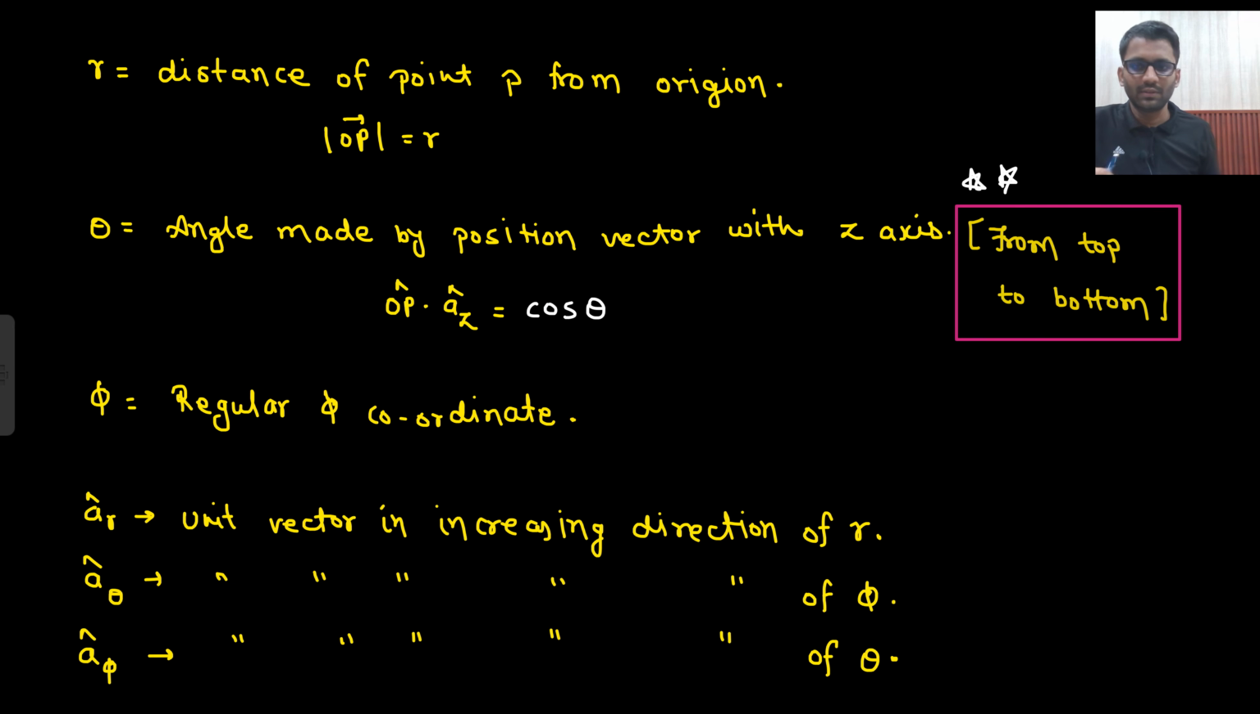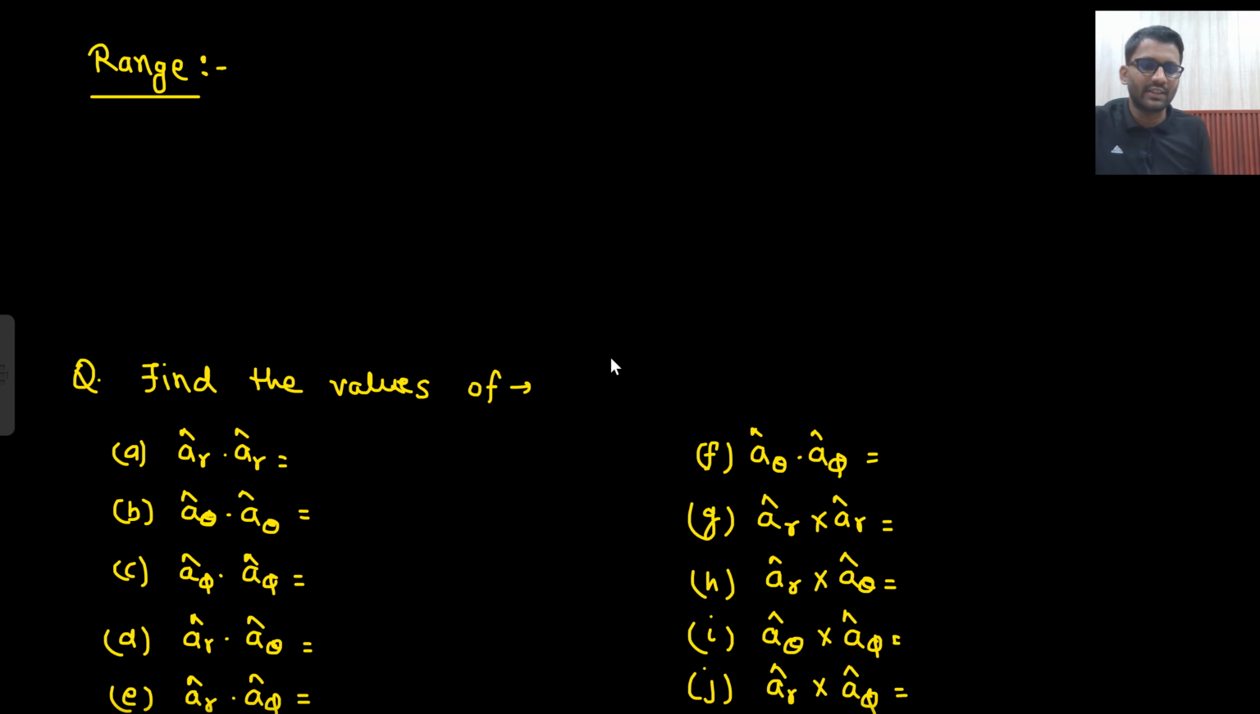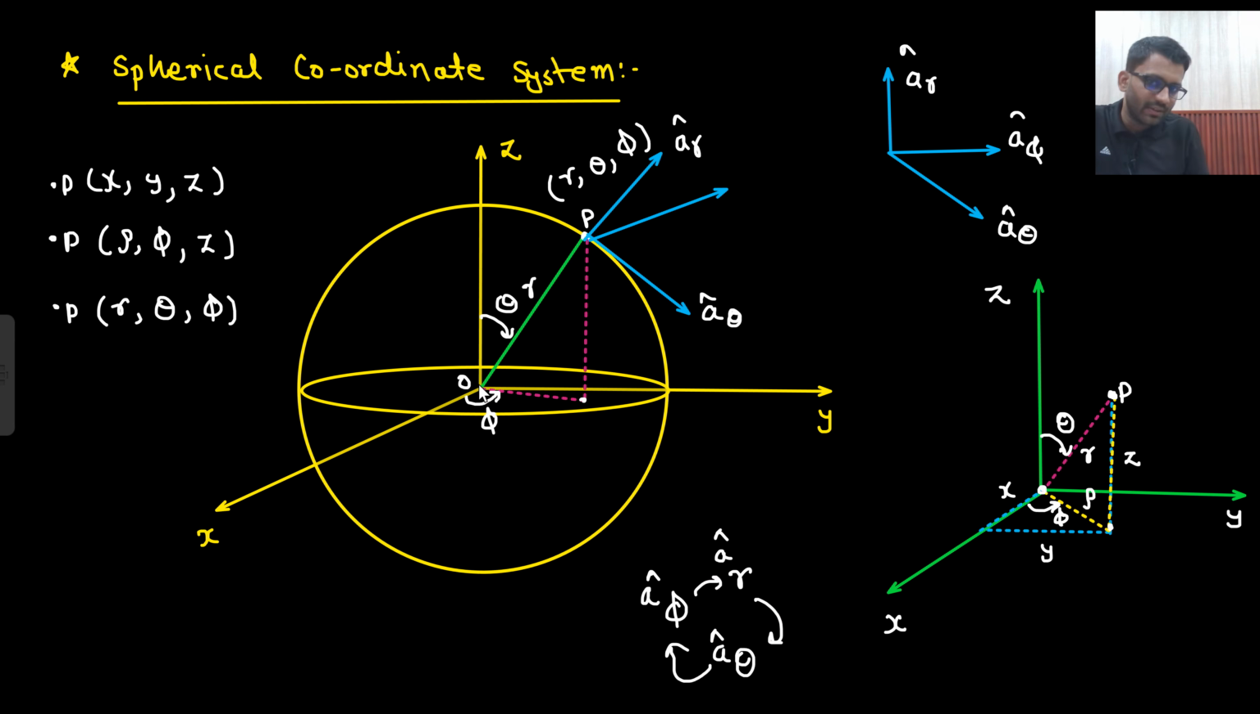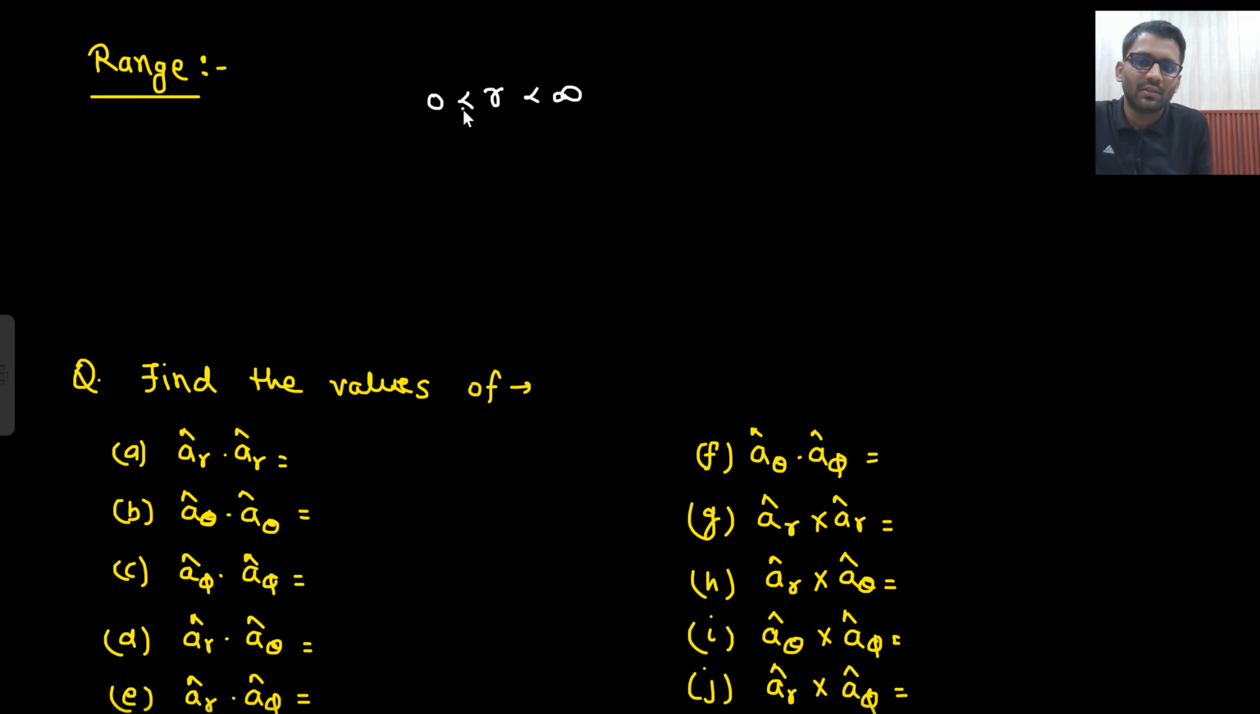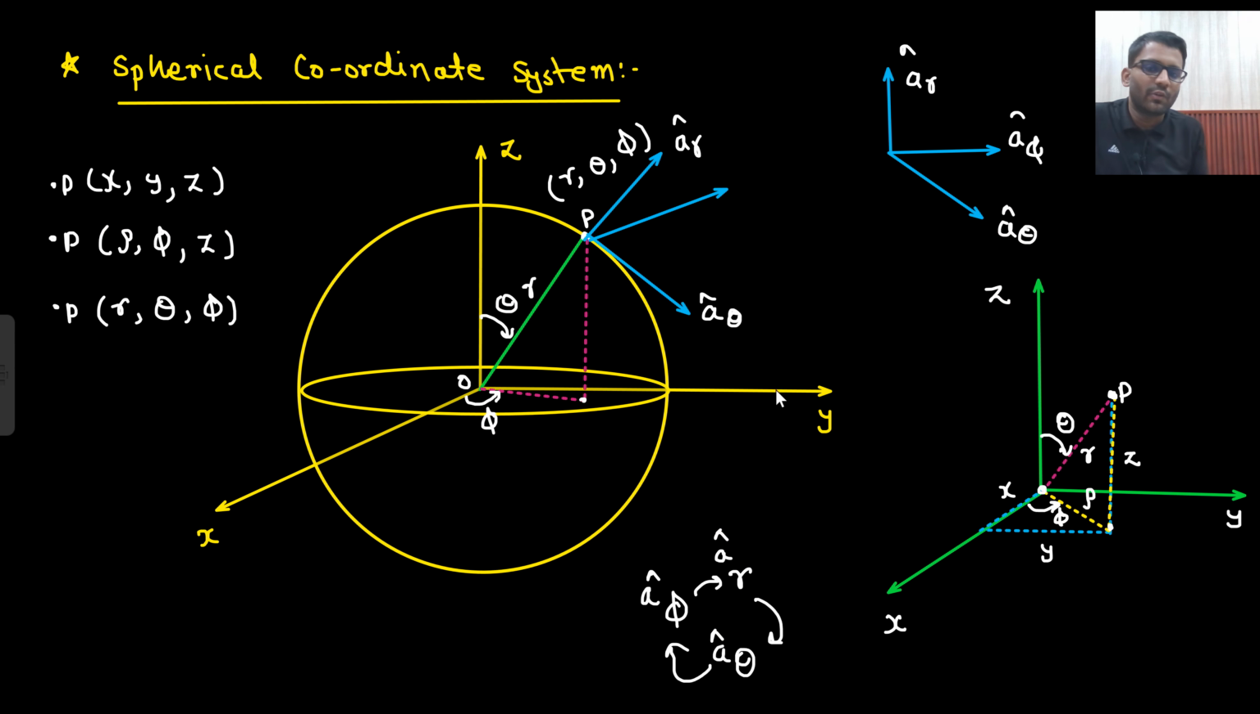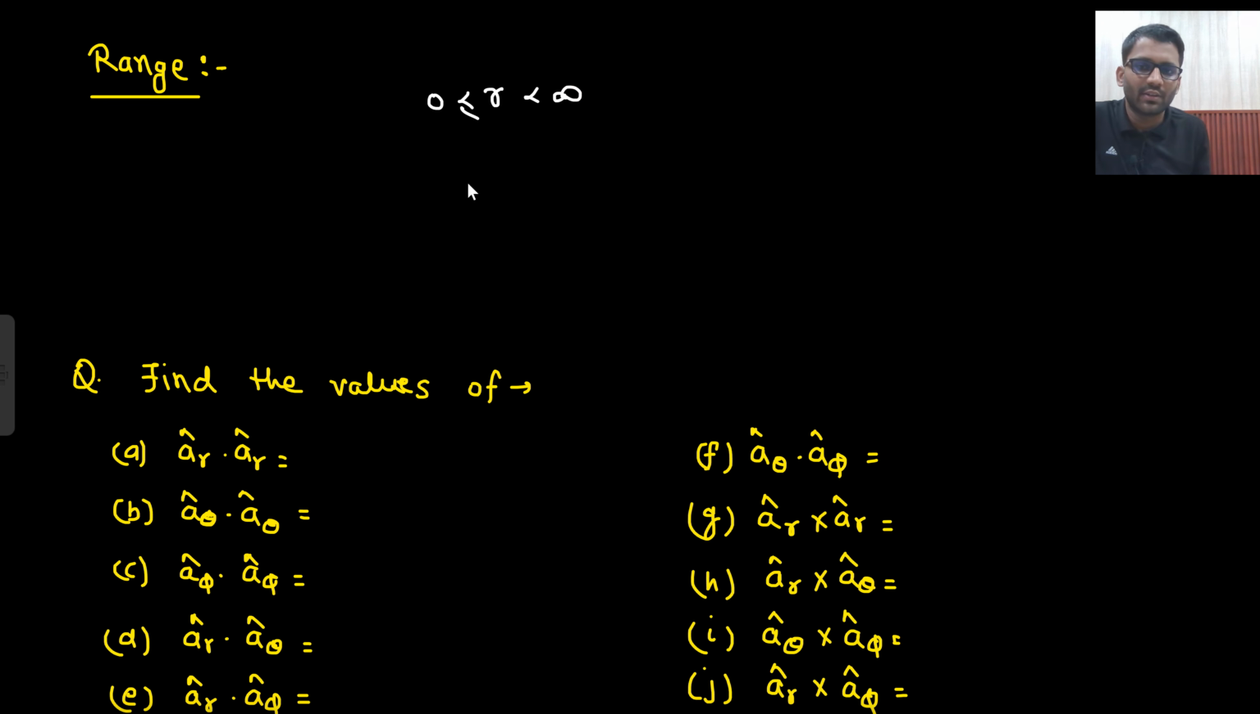Well and good. These are the unit vectors, and these are very basic things. Now what is the range of r? What do you think? From 0 to infinity, because r will be increasing. It cannot be negative, so 0 as well it can be. What about phi? Phi is the regular coordinate, so it will go from 0 degrees to 360 degrees.